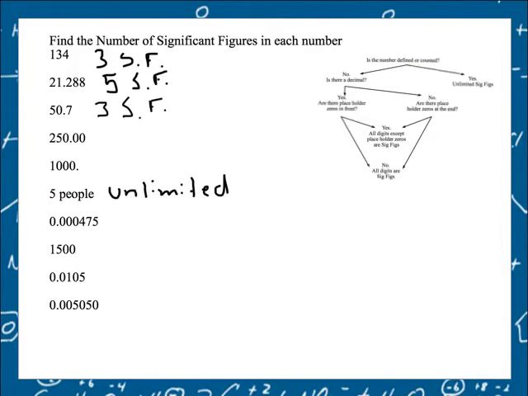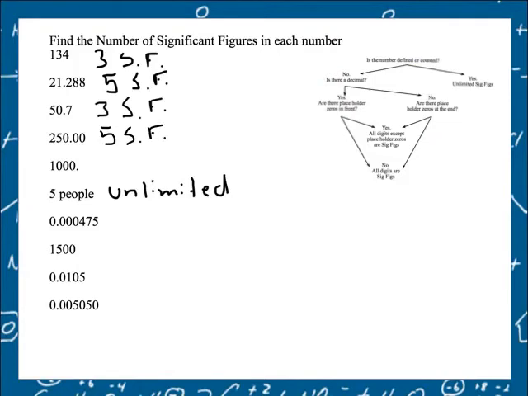250.00. Is there a decimal? Yes. Are there placeholders in front? There are zeros, but these are not placeholders because if there's a decimal, we're looking for zeros in the front of the number. So again, no. All digits are significant. So that is 5 significant figures.